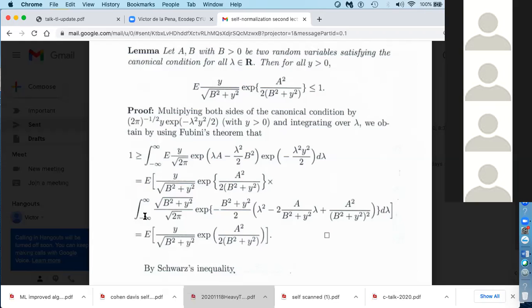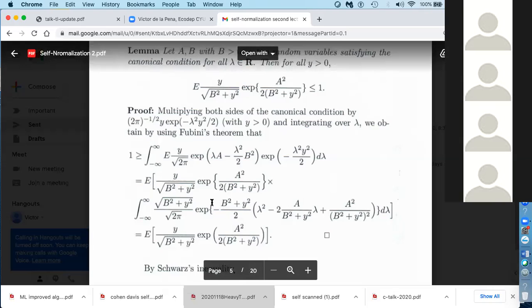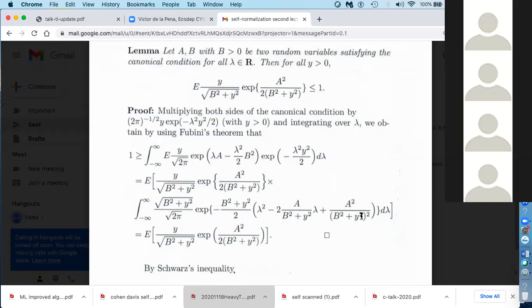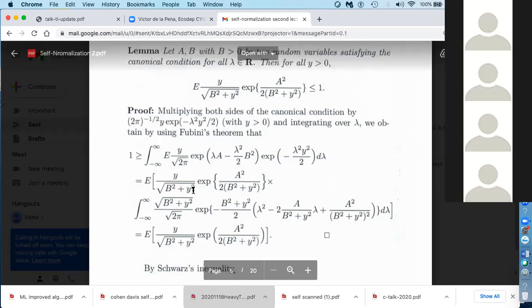times the integral from minus infinity to plus infinity of the square root of b squared plus y squared over the square root of 2 pi. And then we have e to the minus b squared plus y squared over 2 times this quadratic form, which is basically a Gaussian. You see, we can factor out a over b squared plus y squared. So we have a Gaussian with mean a over b squared plus y squared, an appropriate variance related to this constant, d lambda. So this integral, since this is a density of a Gaussian variable integrated over d lambda, is actually equal to 1.